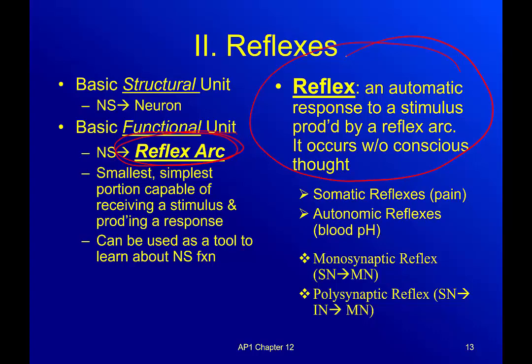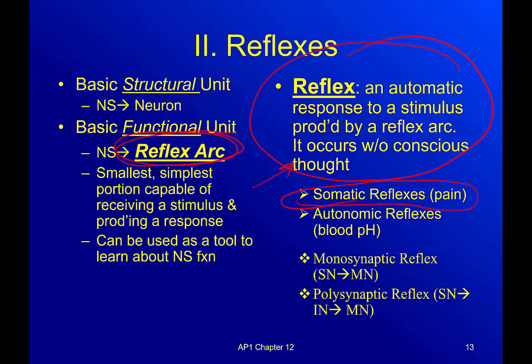I can bet you $5,000 that if I hit your knee with a mallet, I can get you to kick, as long as you don't have nerve damage. Because it is a reflex. You don't think about it. It just automatically happens. Now, we do have somatic reflexes, like pain.